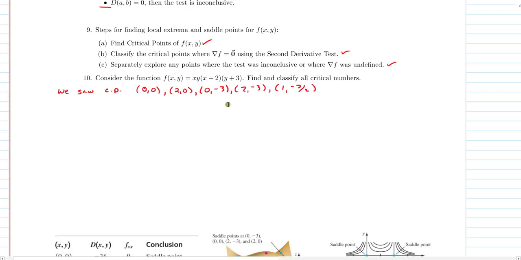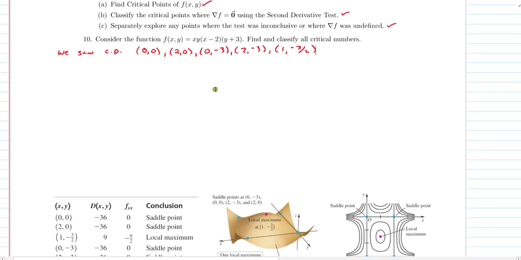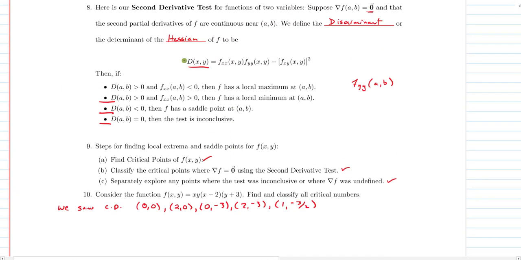The next thing we want to do then is plug each of these critical points into this discriminant and see if we can classify the critical point as either a local maximum, a local minimum, or a saddle point.